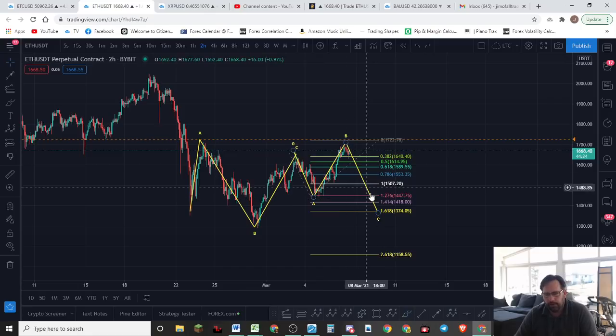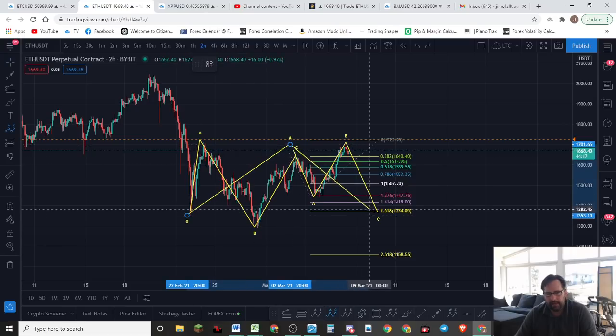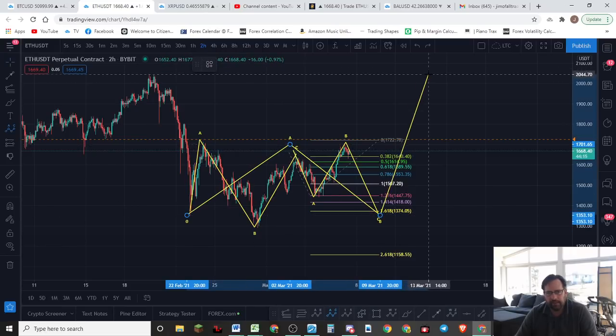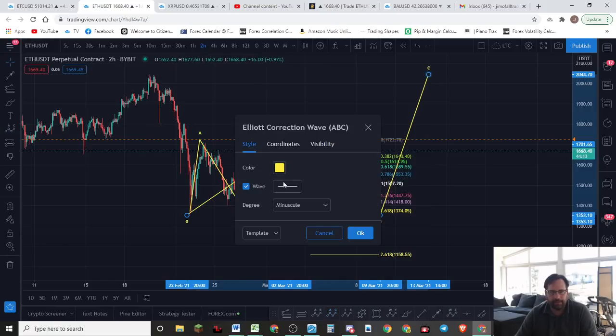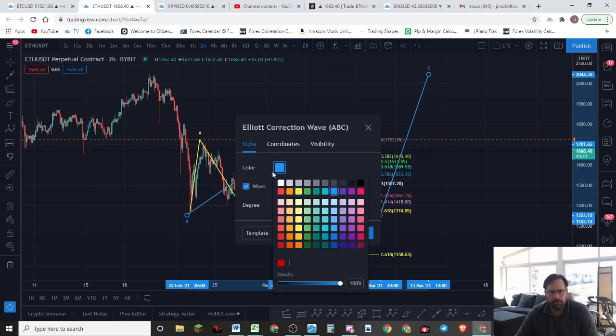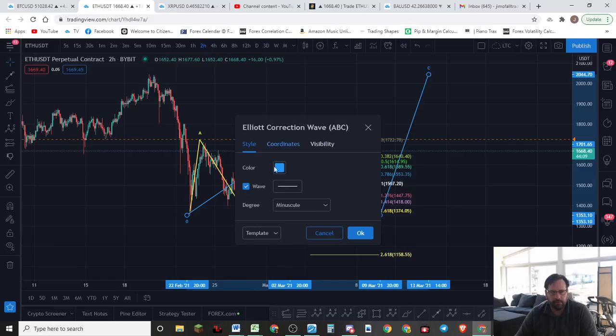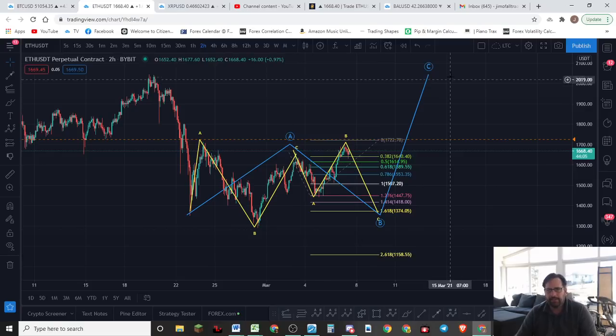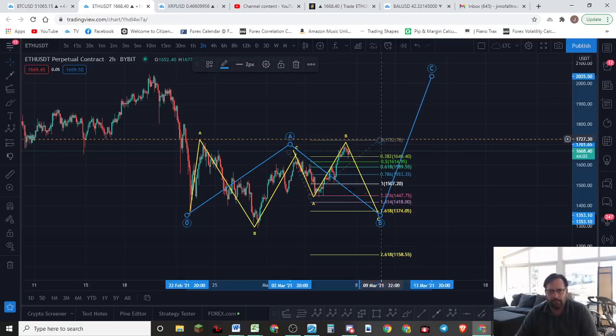We're looking for an impulse wave to the downside and then a 5-wave move to the upside. What that would be is a large A, B, and C, and that would be a flat. Let's change the color here to blue because that's a different color, and let's go to primary as our primary target. There we go, and that's what we'd be looking for, guys: an impulse back to the upside.